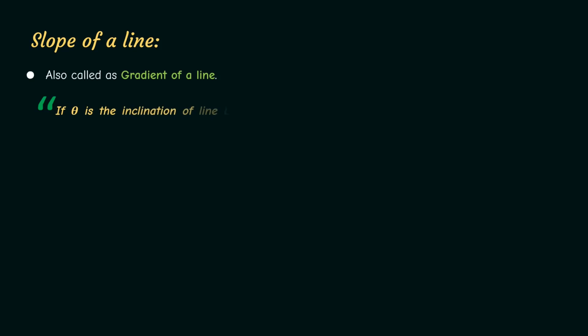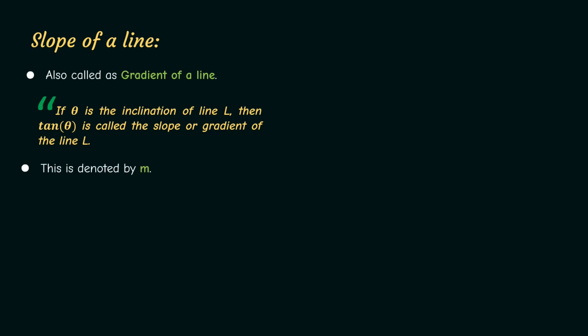Now let's see what is meant by the slope of a line. This is also called the gradient of a line. If theta is the inclination of a line L, then tan theta is called the slope or gradient of a line. It is denoted by m. Therefore, we can say that m is equal to tan of theta.